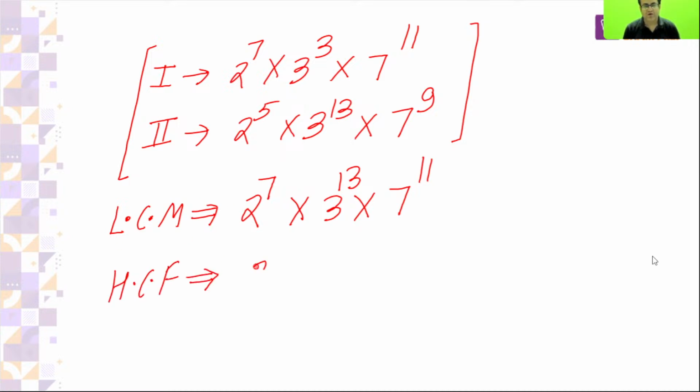What about HCF? For 2, 3, 7, find the minimum power of each. Minimum power of 2 is 2 to 5, 3 to 3, 7 to 9. So take the maximum power in case of LCM. In case of HCF, take the minimum power. Okay? Clear? I'll give you one more example. You will have to respond.